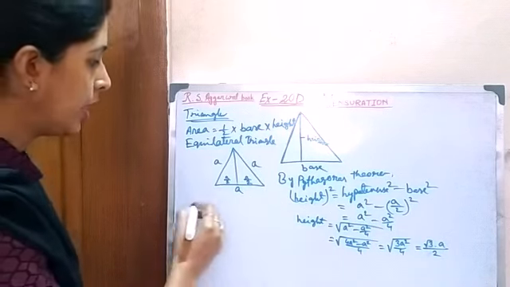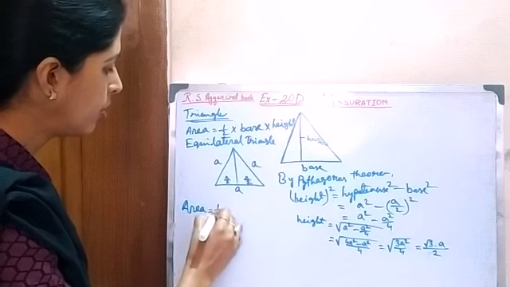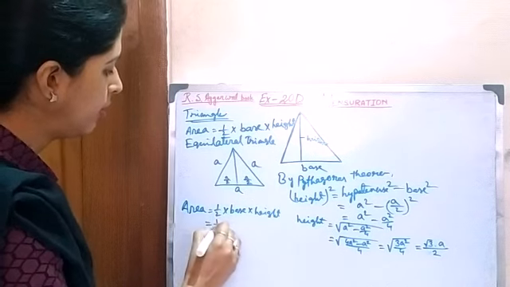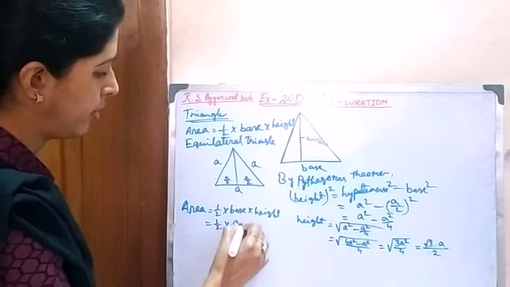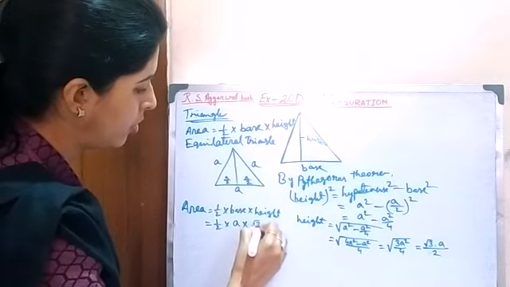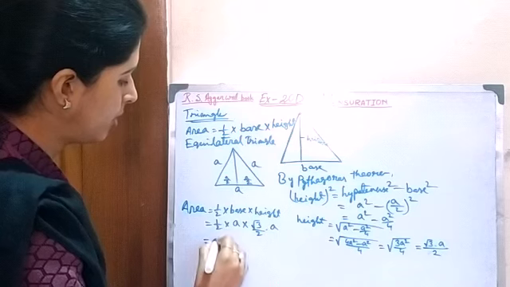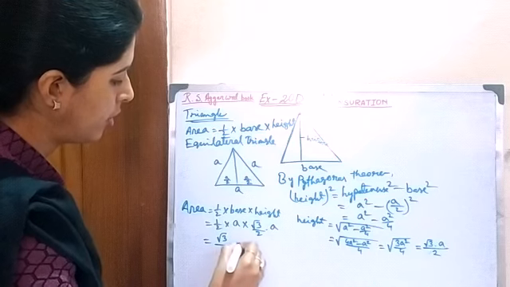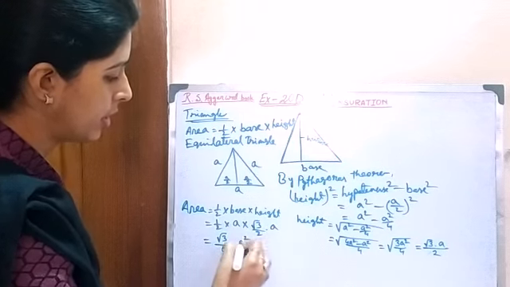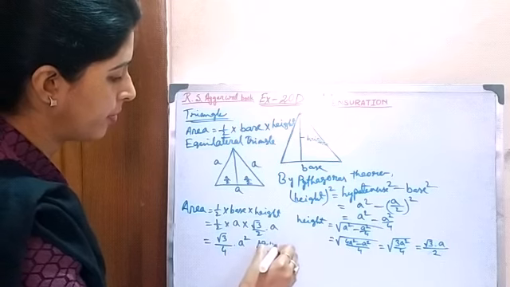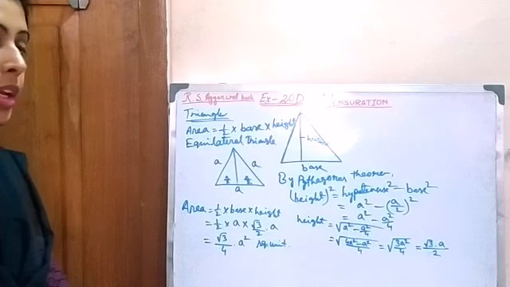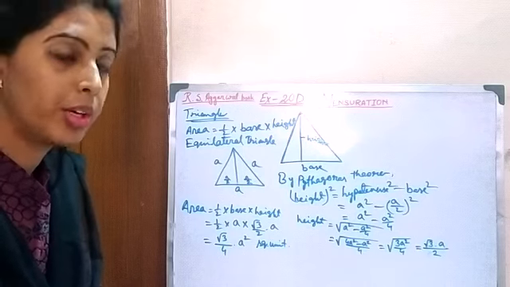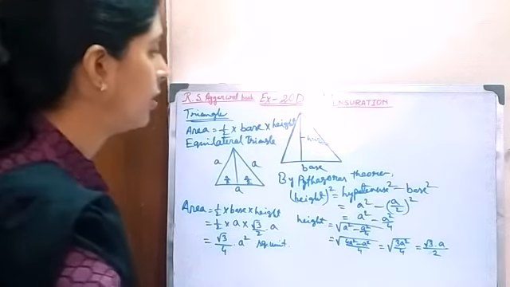Now we will see what is the area. Area equal to half into base into height. Here base is A. Height is root 3 by 2 into A. So what will be the area? Root 3 by 2, 2 2s are 4, into A square, square unit. So here area of the equilateral triangle is root 3 by 4 into A square, square unit. Now we will see the area of the isosceles triangle.